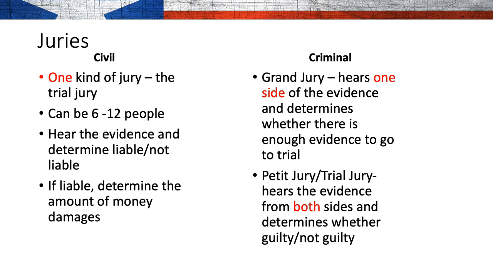And after hearing that, if they think that there's not enough evidence, then they will what's called no-bill the case, and there won't be a trial. But if the grand jury says there is enough evidence, then the case can go to trial, and a person will be entitled to a trial by jury. It's called the petit jury or the trial jury, and they will listen to the evidence from both sides and determine whether the person is guilty or not guilty.